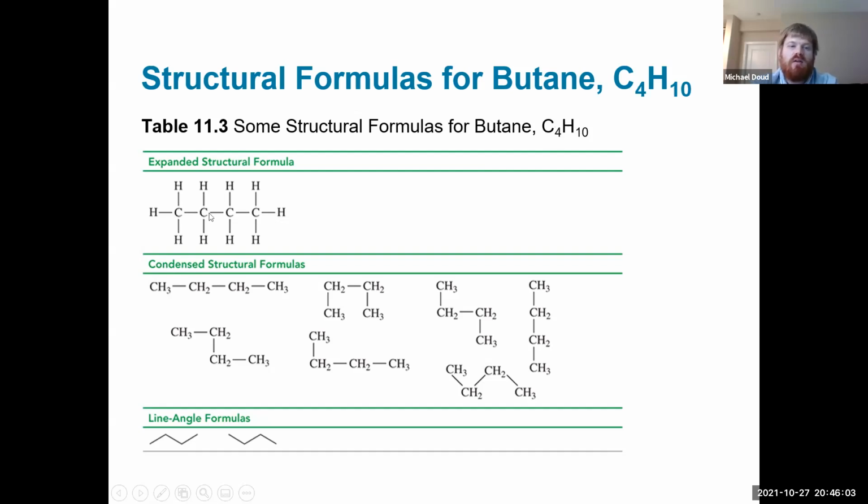Then we've got 1, 2, 3, 4 carbons in a row, CH3. If we want to condense it, we can go to CH3, CH2, CH2, CH3. And you can do all these funky things with the condensed structural formula. Of course, most of the time, you're just going to be drawing it in a line. I don't think there's any reason that you would do this. And then to condense it even further, we can go to the line angle formula, which again only represents the carbons at the endpoints or at the angles.